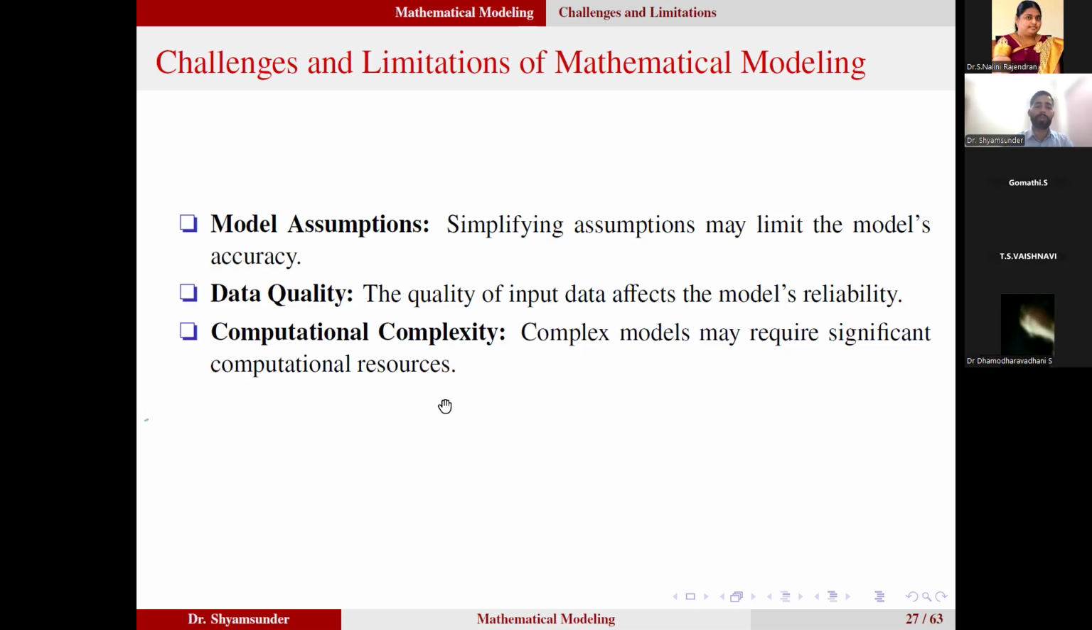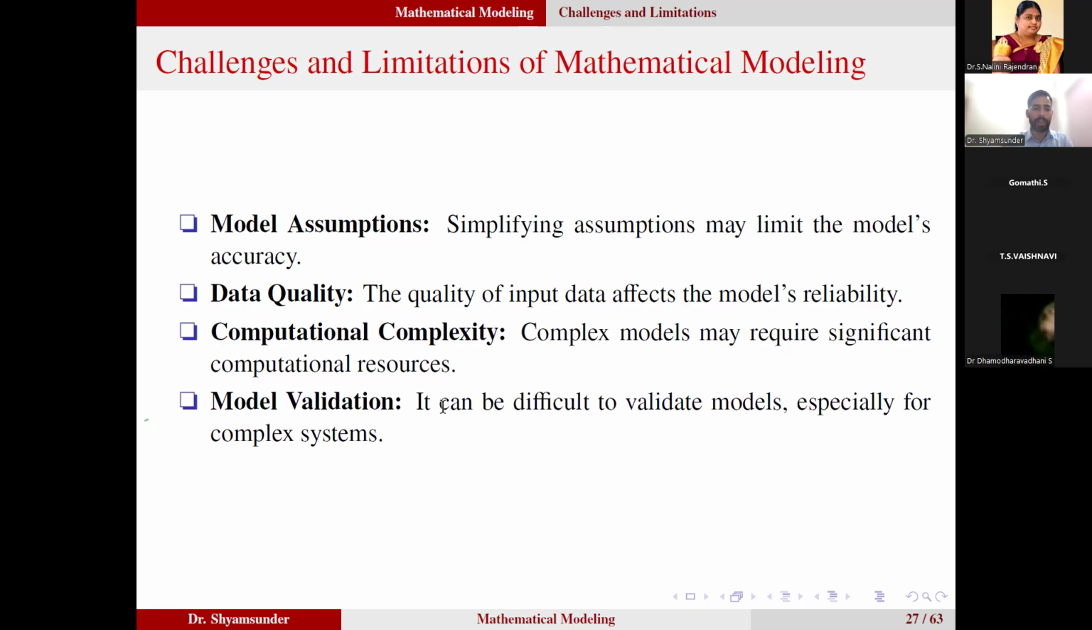Computational complexity: a complex model may require significant computational resources. Sometimes the model is very complicated and cannot easily be solved with paper and pencil, so we use computational tools like MATLAB and Mathematica. And model validation can be difficult, especially for complex systems. For big models, validation is also a big problem.